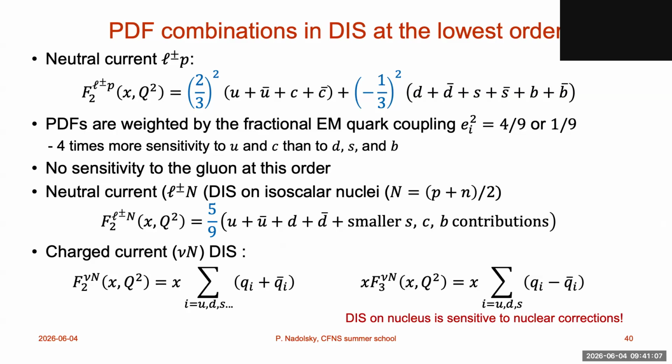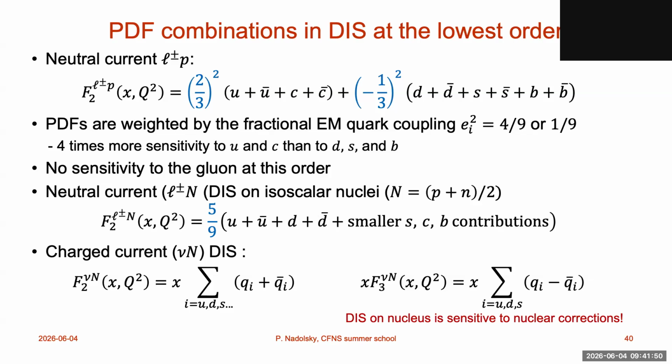So the contributions from up-type quarks, up and charm, and the antiquarks, will be proportional to the fractional charge of the up-type quark squared. So the fractional charge is equal to 2/3. Therefore, the up and charm PDFs will be multiplied by an overall factor of 4/9. For the down quarks, which means down, strange, and bottom, you have minus 1/3 squared in front of this combination. So the down-type quarks, just because of the charge, are suppressed by a factor of 1/9 over 4/9, so basically 1/4 compared to the up and charm, right?